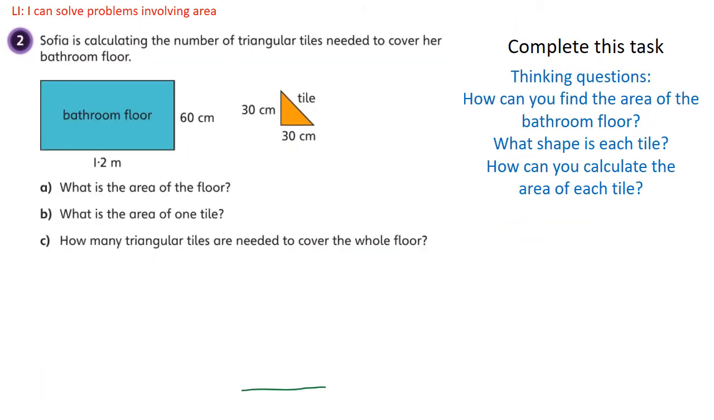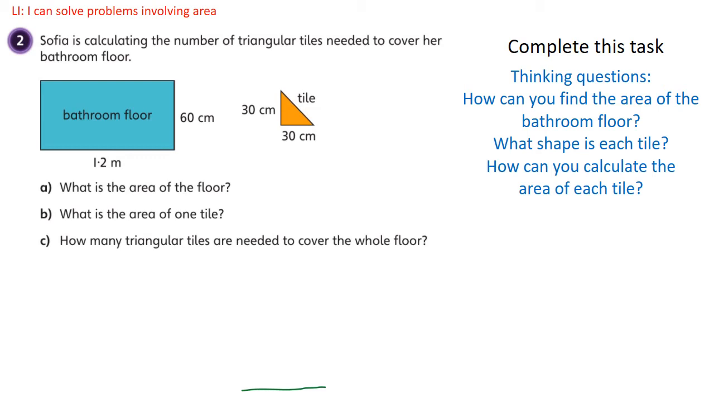Okay, let's have a look at question 2. Sophia is calculating the number of triangular tiles needed to cover her bathroom floor. So our first question is, what is the area of the bathroom floor? So if you look at that blue rectangle, what do you notice about the lengths? Hopefully you can see that the width of the bathroom is 60 centimetres, but the length of the bathroom is 1.2 metres.